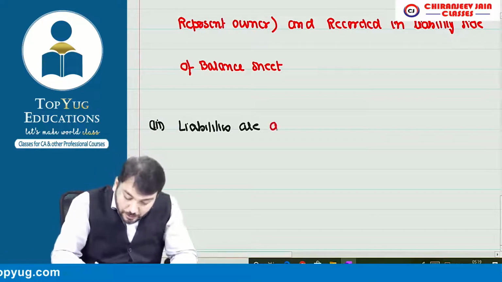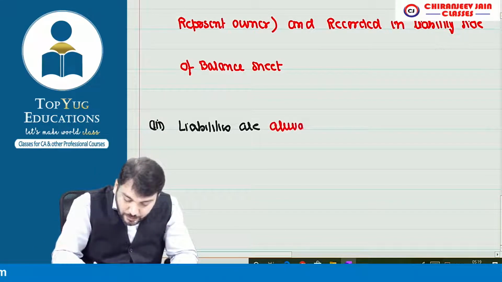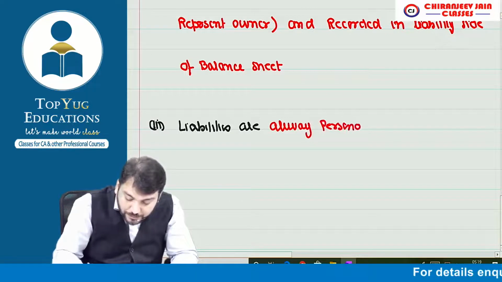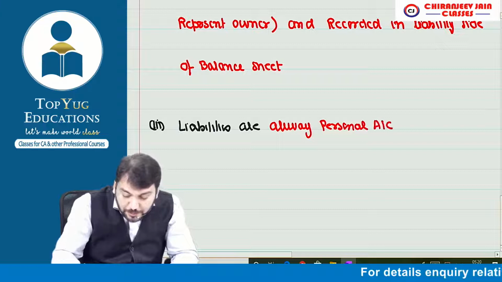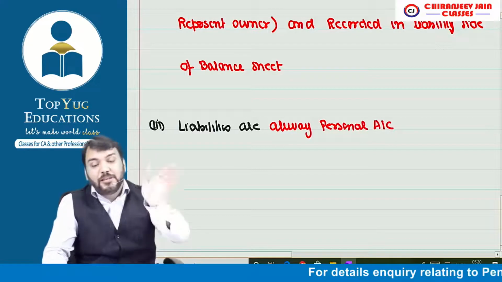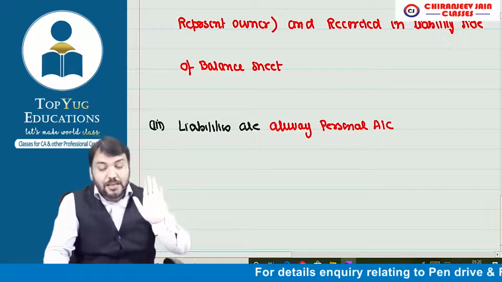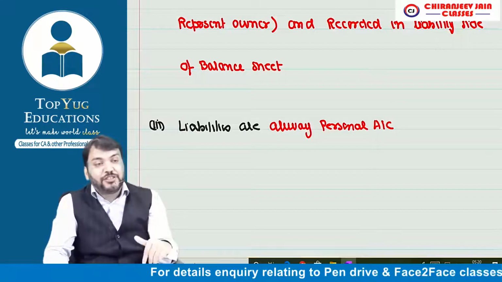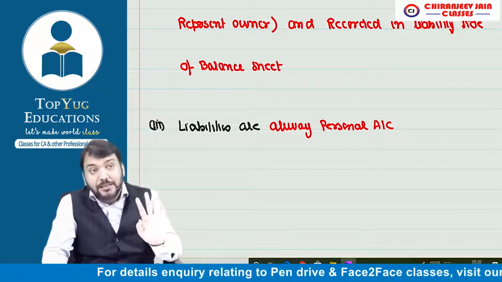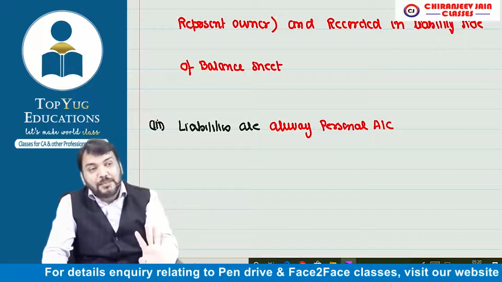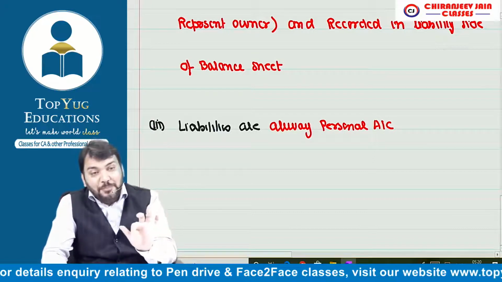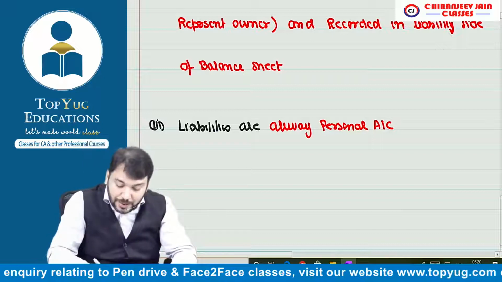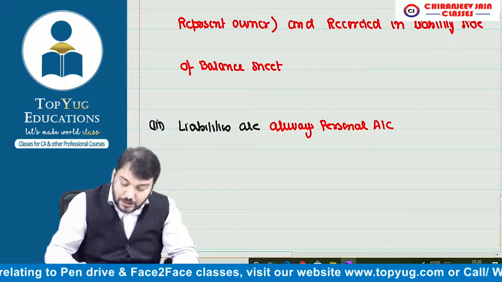Liabilities are always personal account. All liabilities are personal account. It can be a natural person, an artificial person, or a representative person, depending upon which type of account we have opened. So liabilities are always personal account, correct.